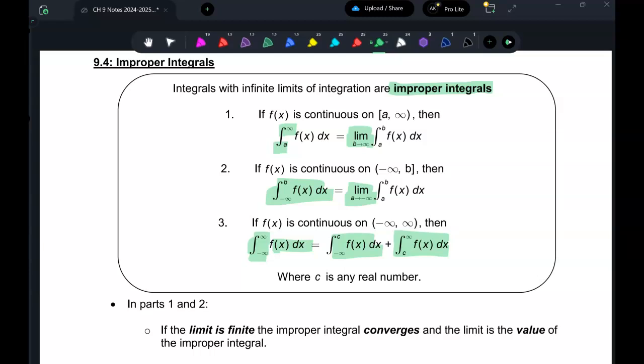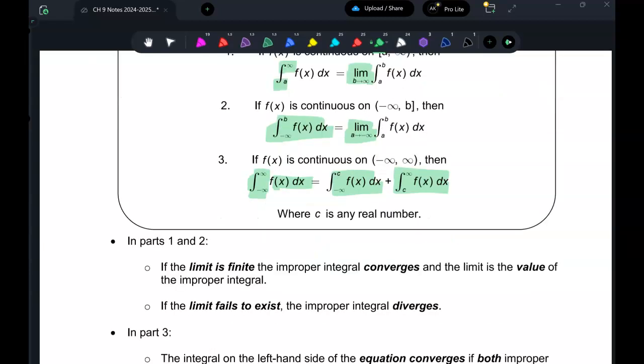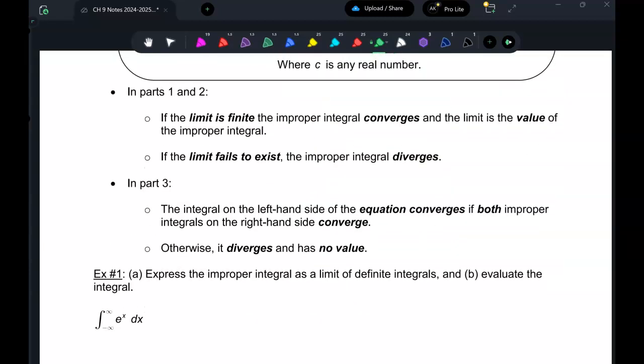So we also will evaluate improper integrals when you have a vertical asymptote. Same idea. Okay? So if the limit is finite, then that integral converges. Okay? And that is the value of the integral. Whereas if the limit fails to exist, we say that the integral diverges. It has infinite area.